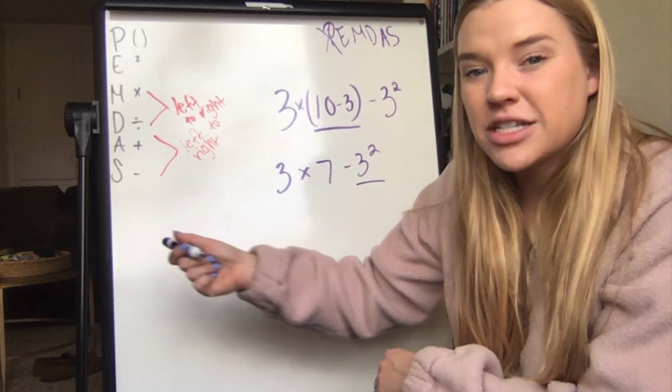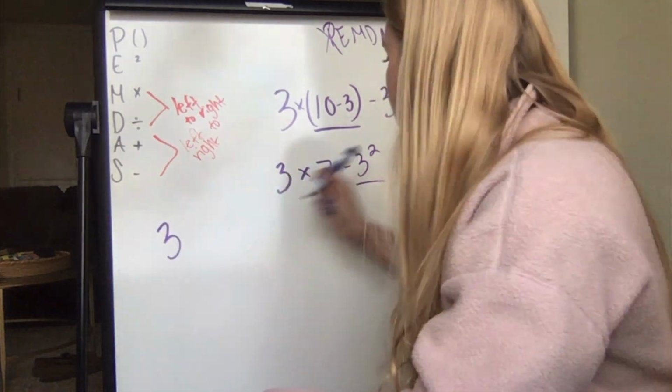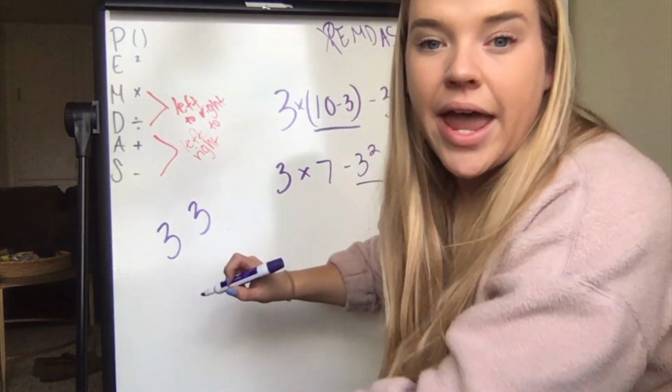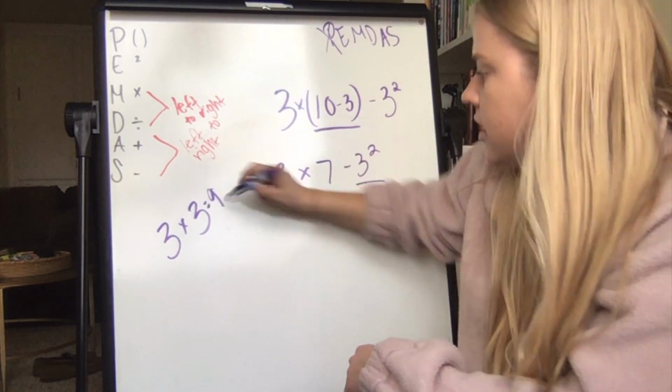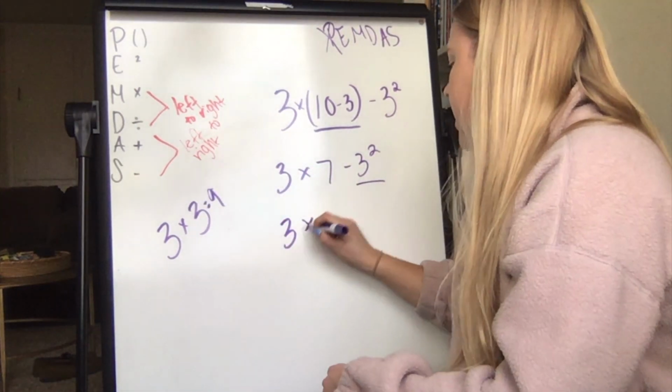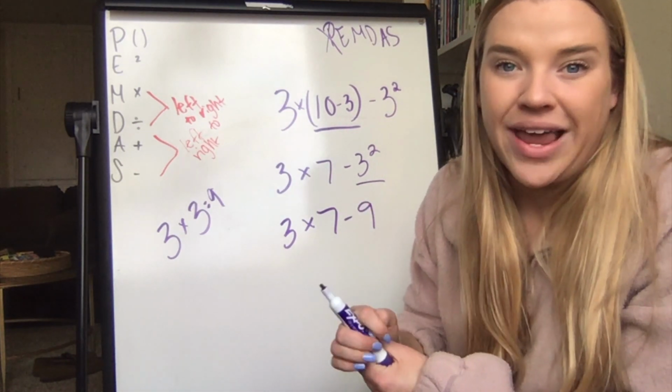I always like to solve my exponents off to the side. So my base here is 3. I have to write it 2 times, and that is repeated multiplication. 3 times 3 is 9. So everything else is staying the same. The only thing that's changing is my 3 squared is now a 9.